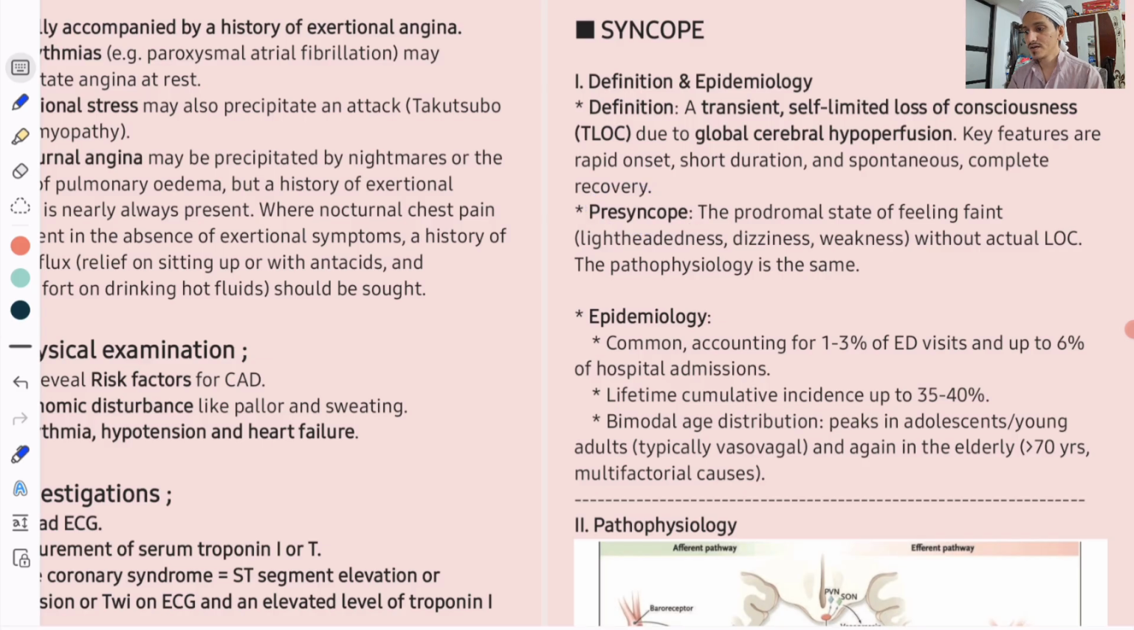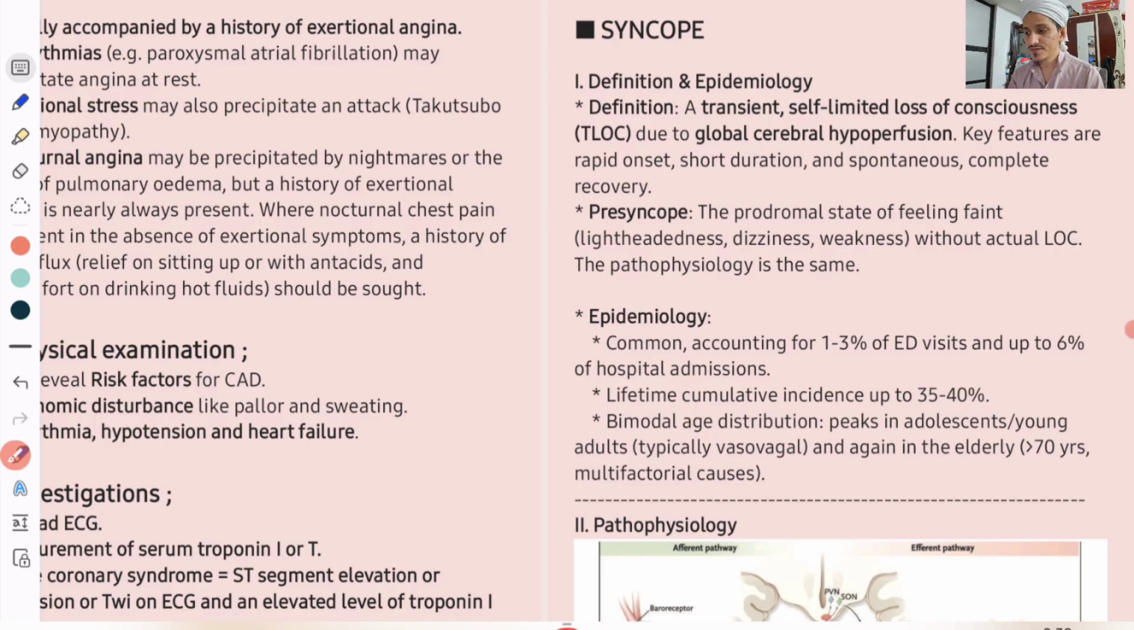What is the epidemiology? 1 to 3% of ED visits, 6% of hospital admissions. Lifetime cumulative incidence is up to 40%, nearly 50%. Okay, any person has a probability of maximum up to 40% to have syncope in his life, and it has a bimodal age distribution. What is that bimodal age? In adolescents and young, usually vasovagal syncope is responsible, whereas in elderly more than 50 years of age, mixed causes are responsible. Mainly drugs and cardiac causes are responsible.